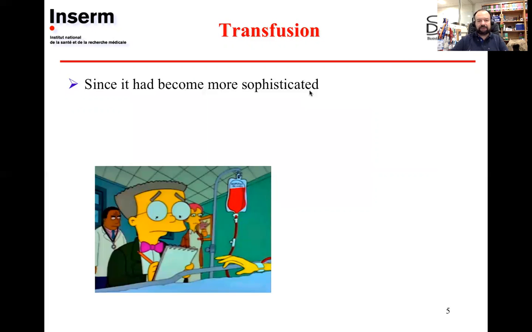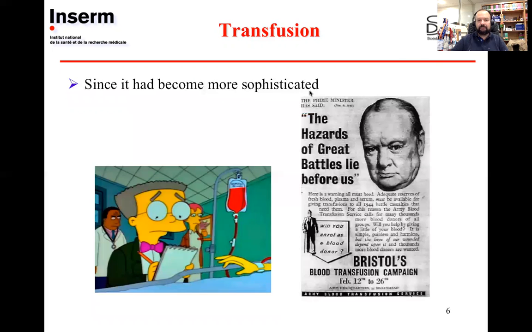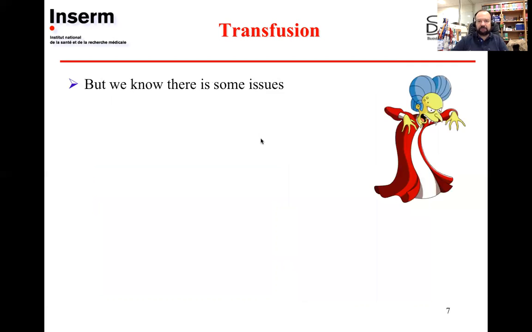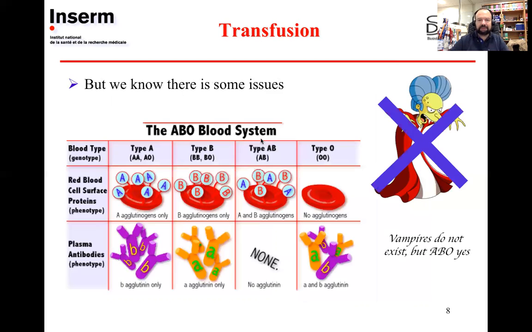Today, of course, it's more sophisticated. And we have all seen different pictures asking for us to provide blood for transfusion. But we all know that there is still some issues with transfusion, and these issues are not made by vampires, but by something a little bit more dangerous: the blood systems. The most known one is the ABO, that is made by sugar on cell surface of the proteins of the red blood cells. And vampires does not exist, ABO exists.